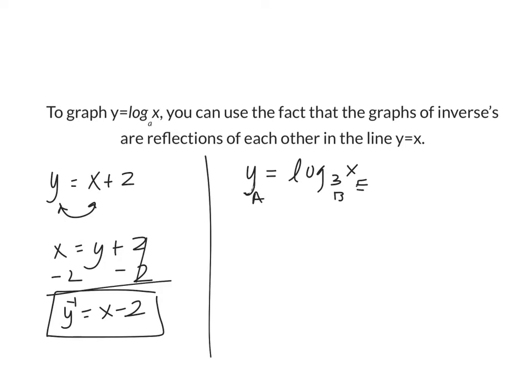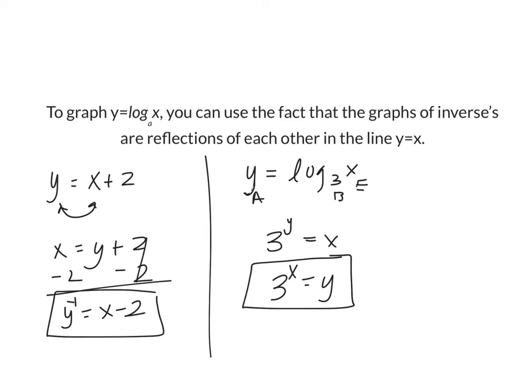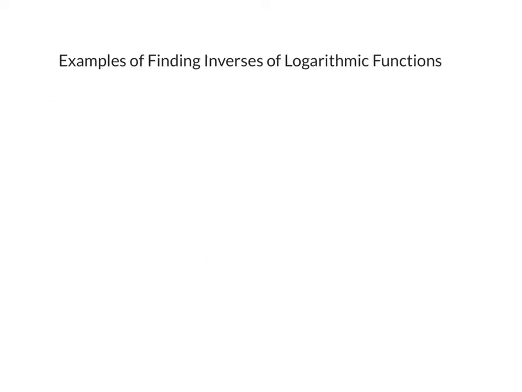If I switch it, I would have 3 to the y equals x. That's the exponential form of it. Now, as we know with inverses, we're going to switch x and y around. So now this becomes 3 to the x equals y. And so this is already solved for y, so that is its inverse. Again, on the next screen, we're going to practice changing some log functions to their inverse. So let's take a look.